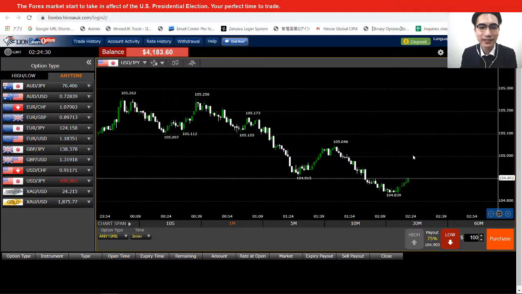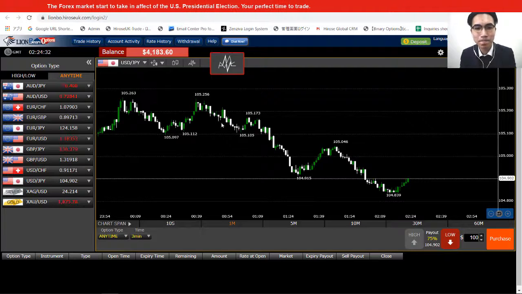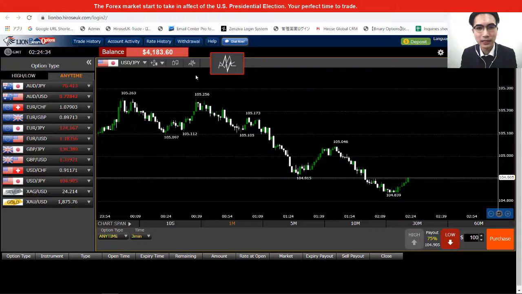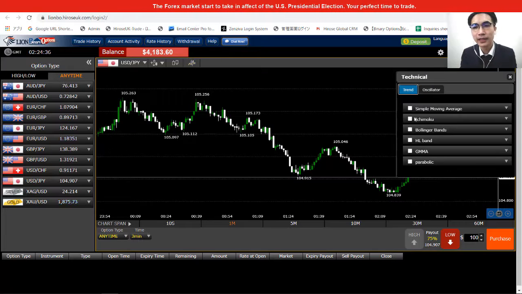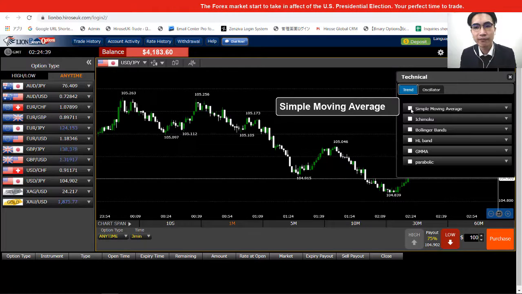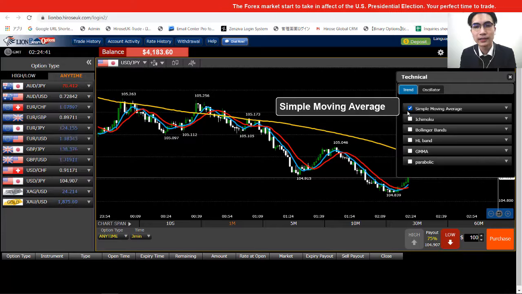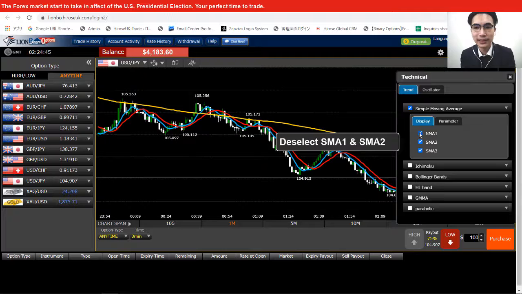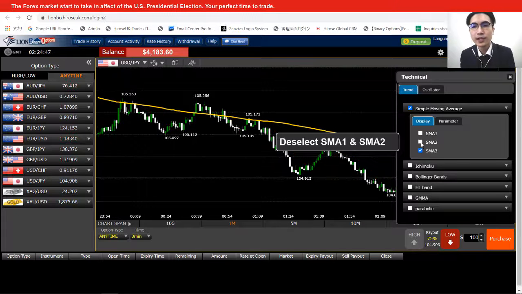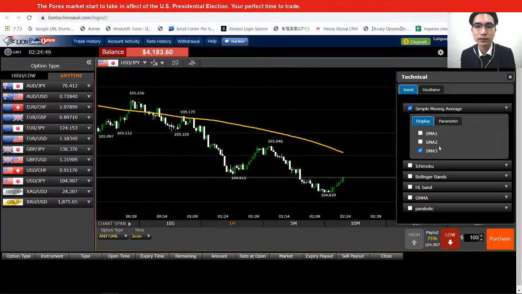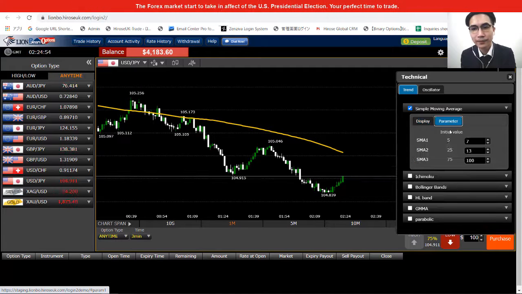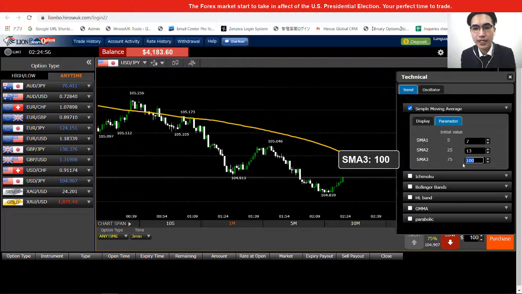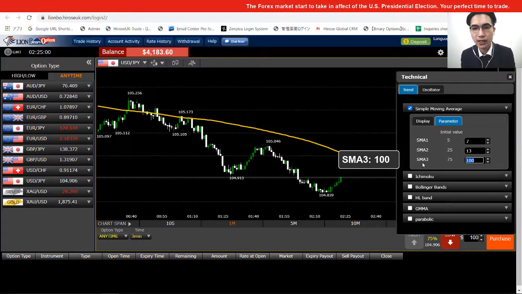So go to technical indicator. Okay, just that one right there. Yep, click on it, and now we select the simple moving average, put a tick right there, and then we'll open the drop down. Now, with SMA1 and SMA2, for this strategy we're only using SMA3, and then next we'll go to parameter. For SMA3, we will change it to 100. So again, SMA3, we change it to 100.